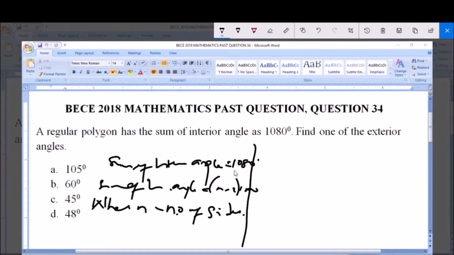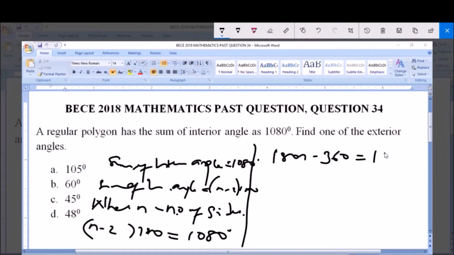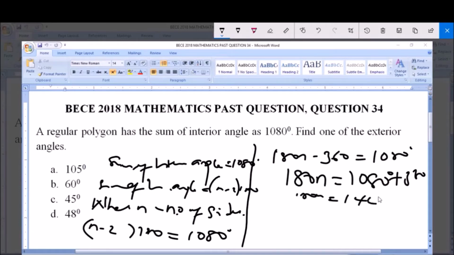So for us to know the number of sides of this polygon, we must equate this formula to 1080 degrees. So n minus 2 in brackets multiplied by 180 is equal to 1080. From here, 180 multiplies n to give us 180n, minus 180 multiplied by 2 gives 360, is equal to 1080. Collecting like terms, 180n is equal to 1080 plus 360, so 180n is equal to 1440. Divide both sides by 180 to get n.